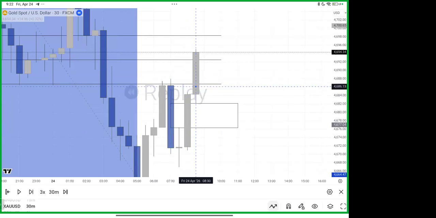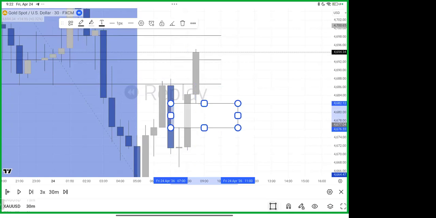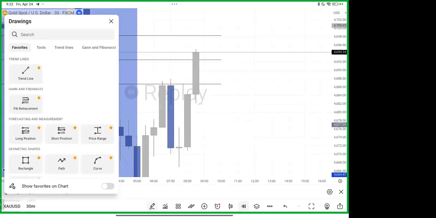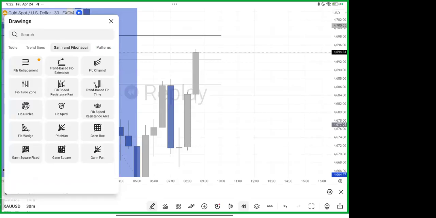So now that we know what the fair value gap is and how to mark it out, what we are doing is connecting these lines, connecting the two wicks together. The space in between is our fair value gap. So apart from marking it with a rectangle, this is how you use the Fibonacci. You go to your Gann and Fibonacci, and then you click on FIB retracement.